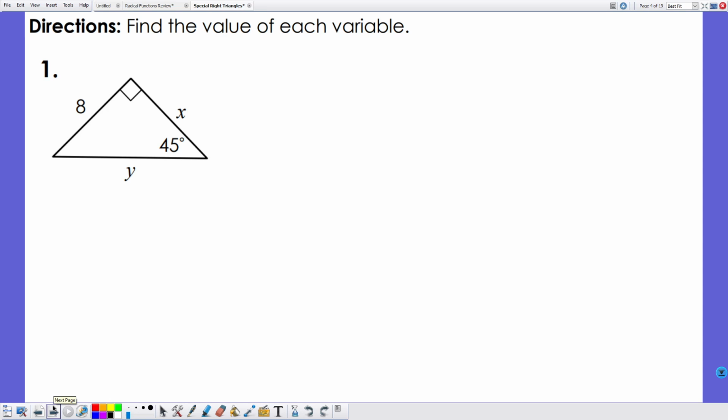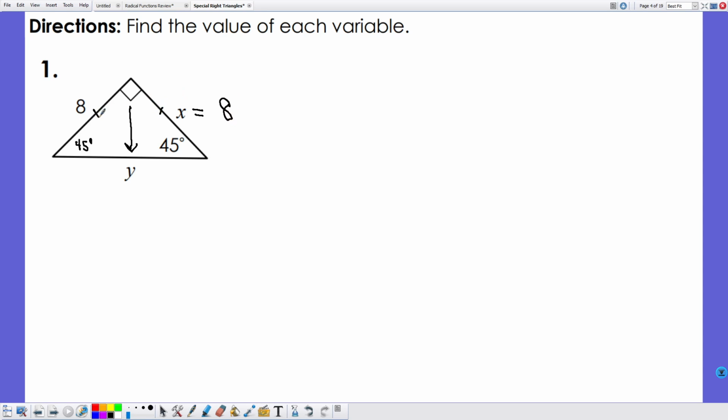And of course, it's giving us a right triangle with a 45-degree angle. That means the other angle must be 45 degrees. It wants us to find x and y. Now, y is the hypotenuse since it's opposite the right angle. So that means x is a leg. According to what we established earlier, x is going to have the same value as the other leg.